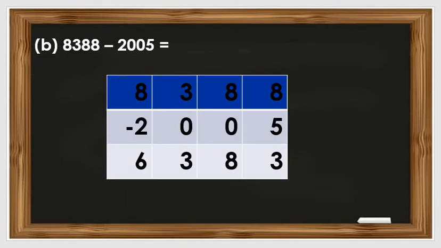What is question number B? Question number B is what, all students? 8,388 minus 2,005. What is the question? 8,388 minus 2,005.